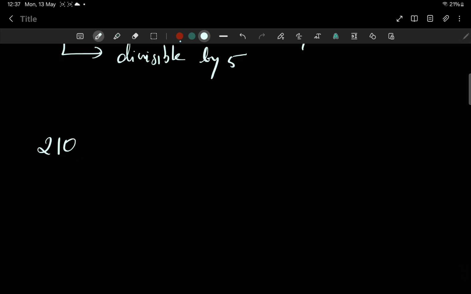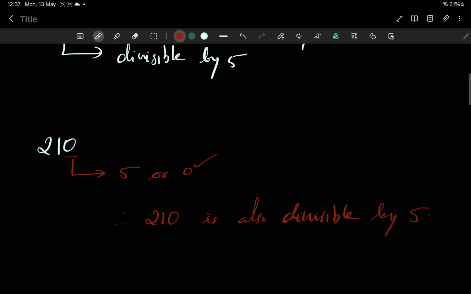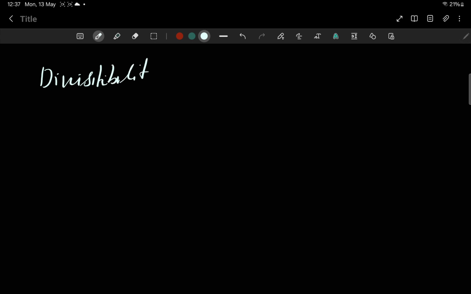210. Here also the last digit is 5 or 0, so it satisfies, and it is 0. So therefore 210 is also divisible by 5. Okay, next going to the divisibility rule for 6.